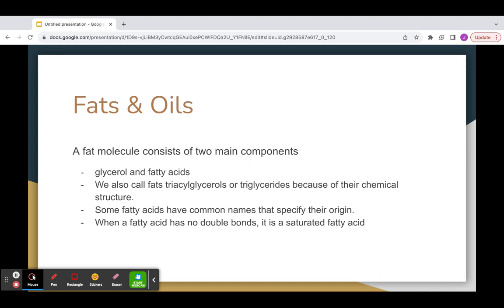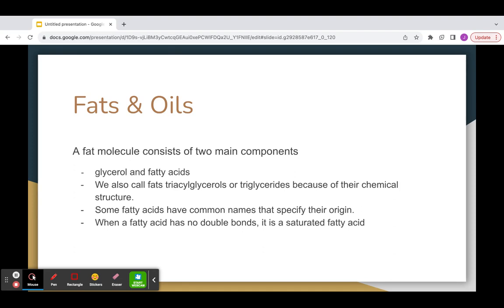Some fatty acids have common names that specify their origin. For example, palmitic acid, a saturated fatty acid, is derived from the palm tree. Arachidic acid is derived from peanuts or groundnuts. Most unsaturated fats are liquid at room temperature. We call these oils. If there is one double bond in the molecule, then it is monounsaturated, and if there is more than one double bond, it is polyunsaturated.